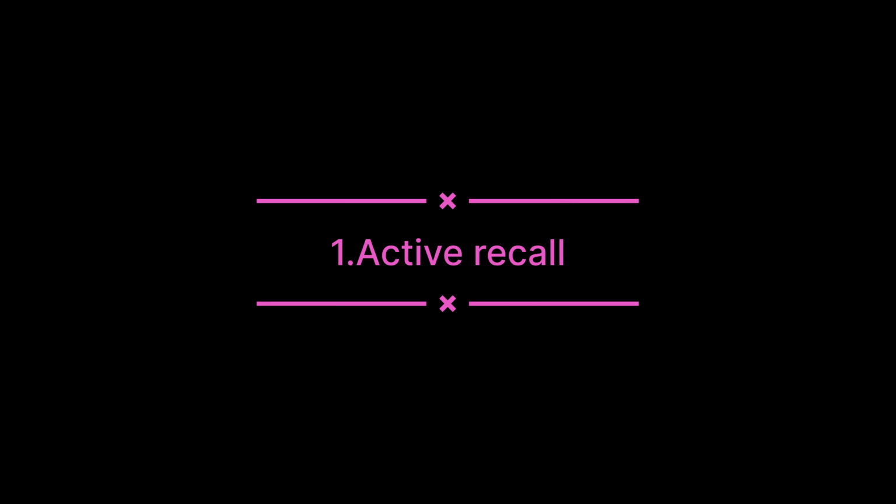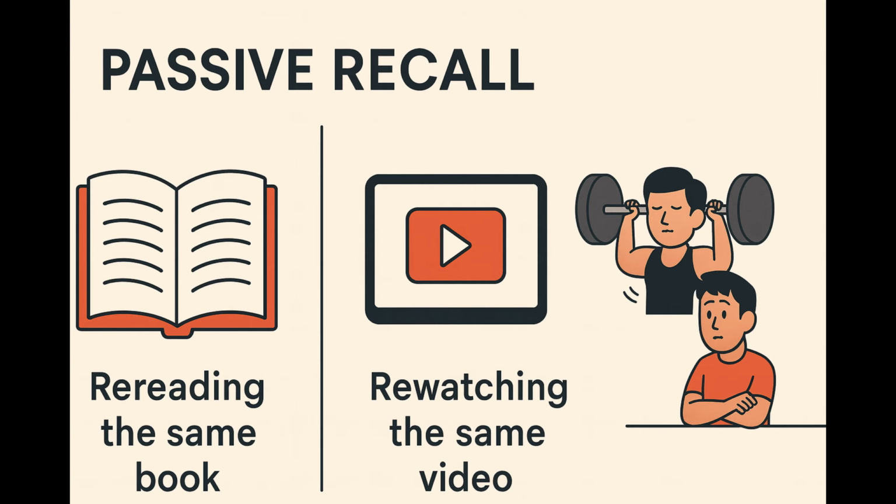First, before understanding this, most students study passively, rereading the same notes, highlighting or rewatching the lectures. That's passive recall. It may feel productive, but your brain is just recognizing the information, not learning it. Active recall is the opposite.